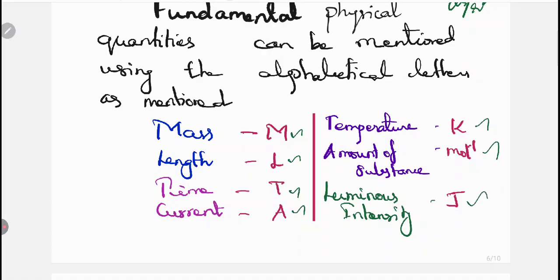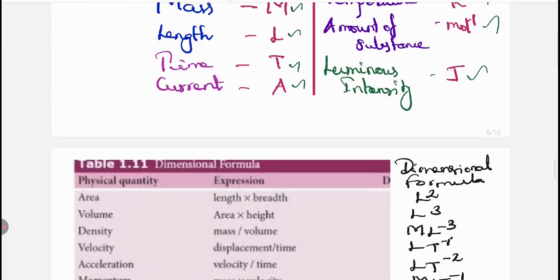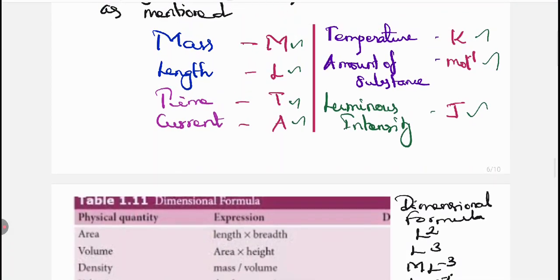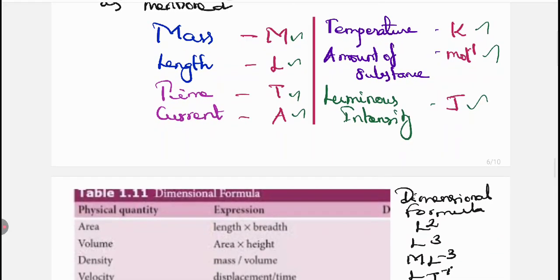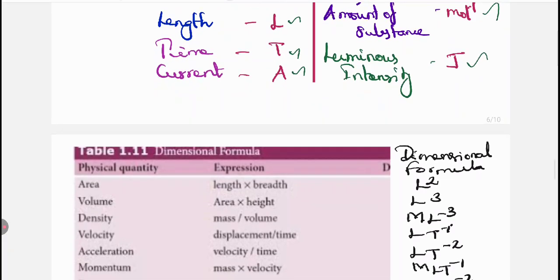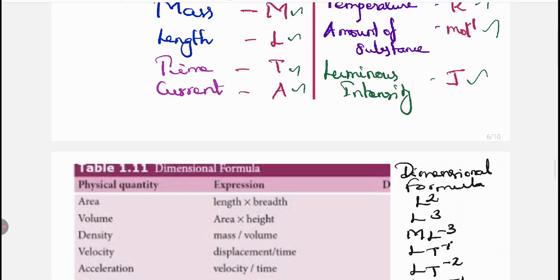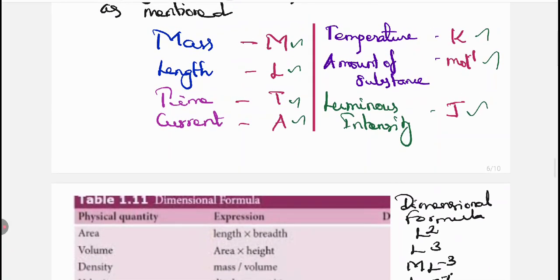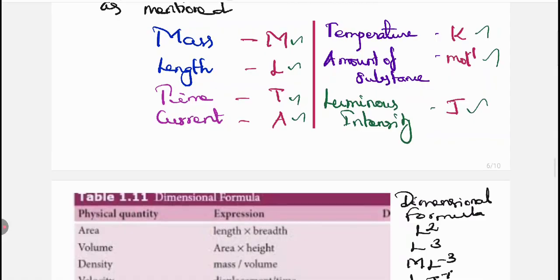This alphabetical representation of letters is especially used to mention the dimensional formula. So M for mass, L for length, and T for time. These are mostly used dimensions, and based on the physical quantity, the other basic physical quantities are also involved.